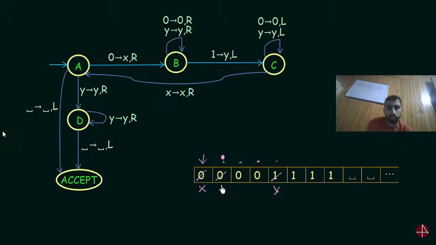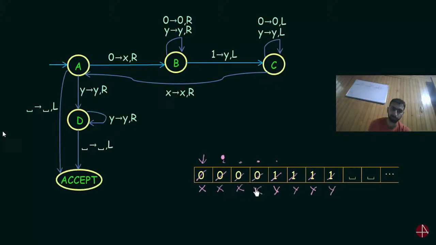So this will be replaced with X, and then we move right, and this will be replaced with Y, and then again we move left, replacing this with X, and then we move right, replacing this 1 with Y, and then we move left, replacing this with X, and then we move right, replacing this with Y. Okay, now let us say we reach this condition.